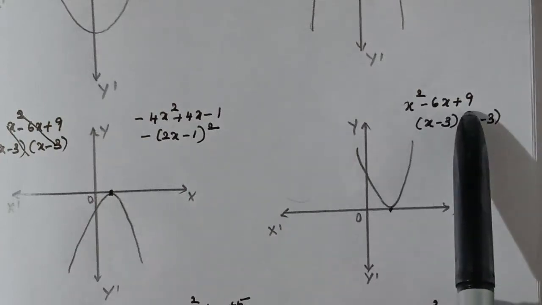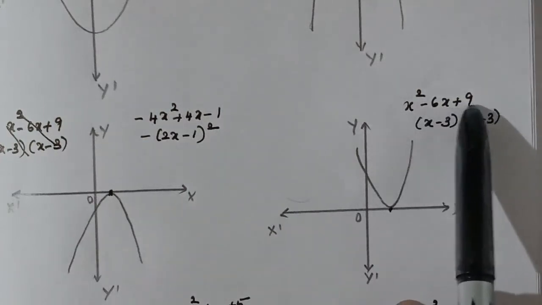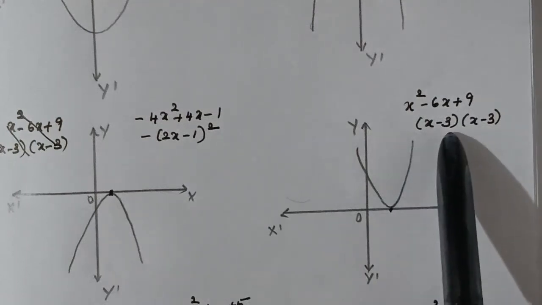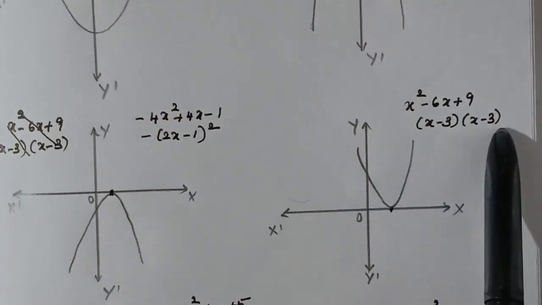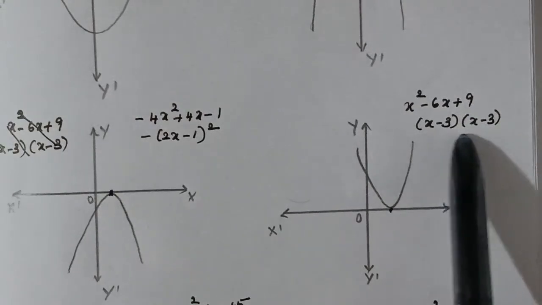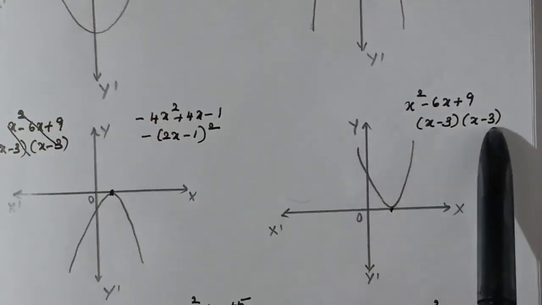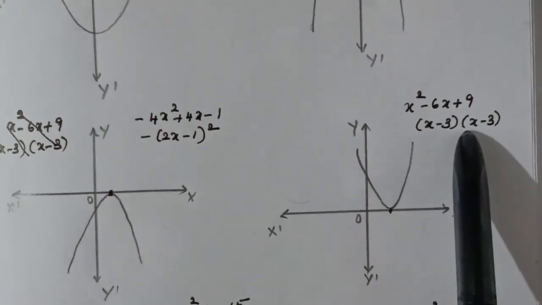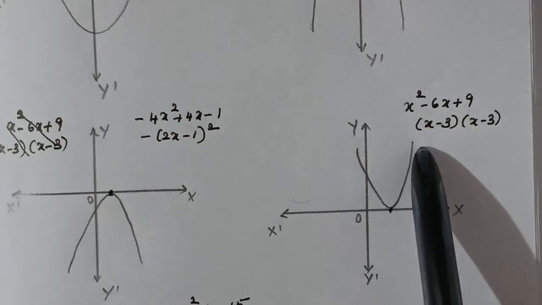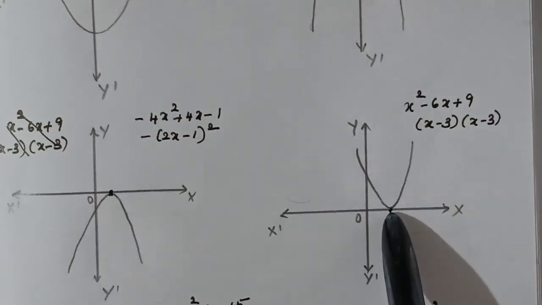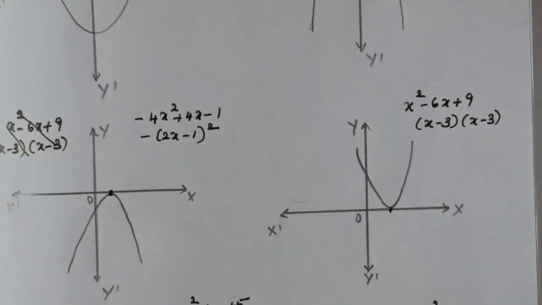Here another example is there, x squared minus 6x plus 9. After factorization, we can write it as x minus 3 into x minus 3. That is x equal to 3 and x equal to 3. So two zeros we are getting. That means two equal zeros we are getting. So if it touches at one point, that means it has got two equal zeros.